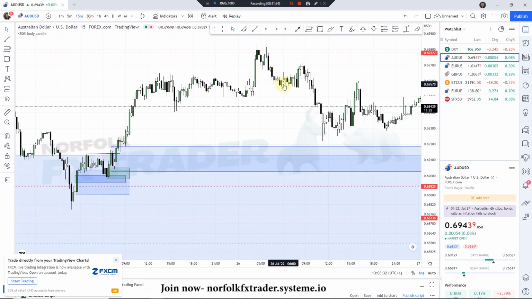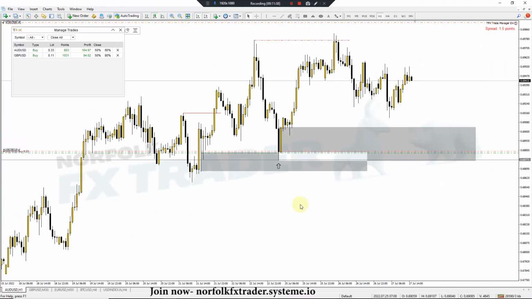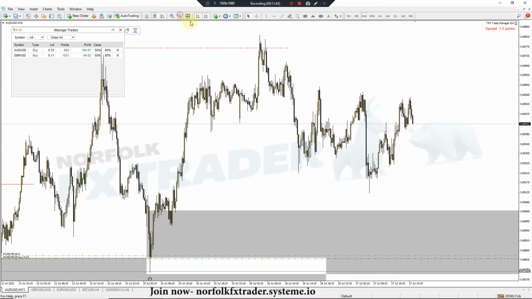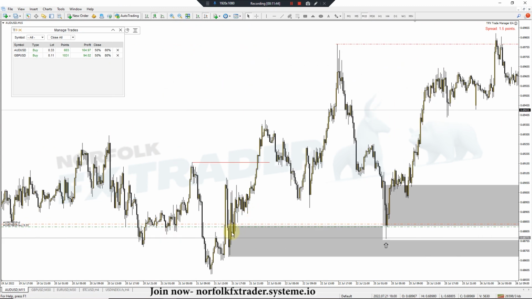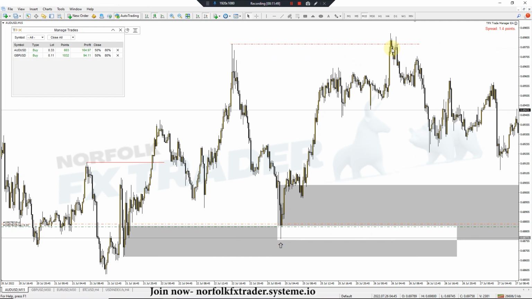Now let's quickly head back to the MT4 platform. So again, this is my entry area. Let's go back to the 15-minute chart. You can see there's my zone, there's my entry, and my first profit target at these previous highs.